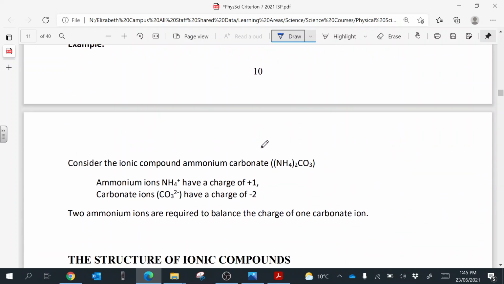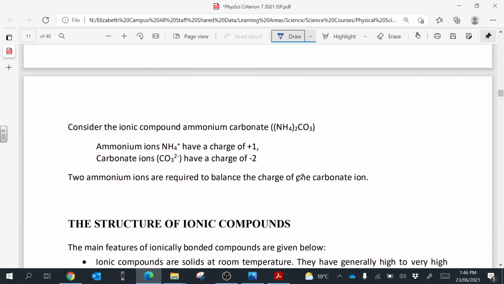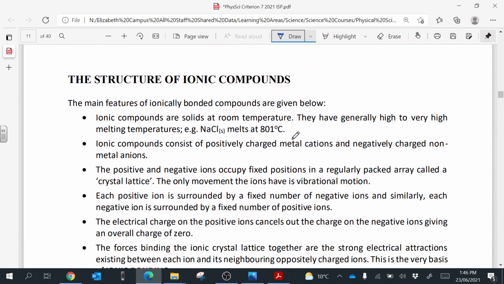And now let's consider the ionic compound ammonium carbonate, so (NH4)2CO3. So these ammonium ions, which are non-metal, have a 1 plus charge. Okay, carbonate ions have a 2 minus charge, so we needed 2 of the ammonium ions for 1 of the carbonate ions. Okay, and so that's just an example of how you can treat some non-metals as metals if they have a positive charge, so they're still cations. Okie doke. We'll have a look at the structure of ionic compounds next time.